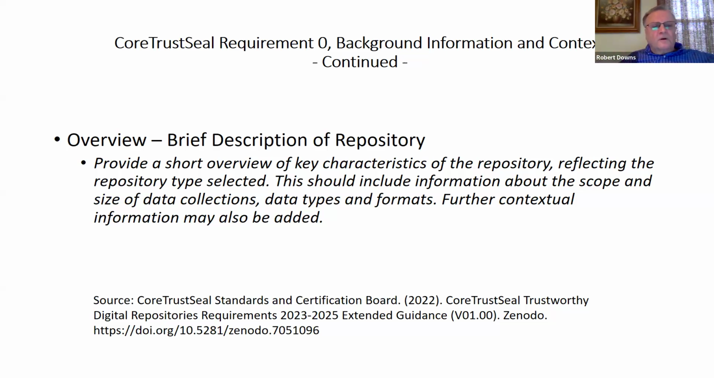So in terms of describing our repository, we do want to give a narrative description of it. Here we're describing the scope and the size of the data collections, any data types and formats that we're supporting in these collections, and any additional information that will provide the reader with some context about the repository, the data that it offers, and the community that it serves. As I mentioned, this just has to be a paragraph or two to give an overview of the repository.